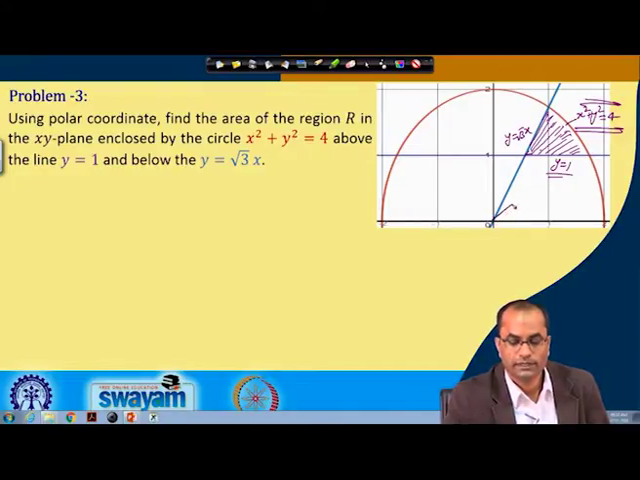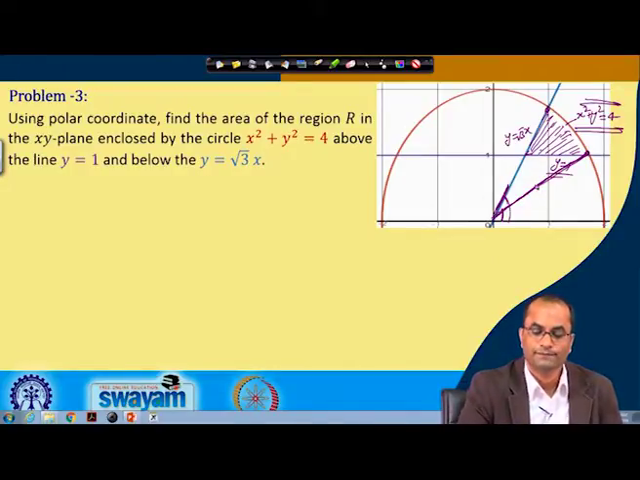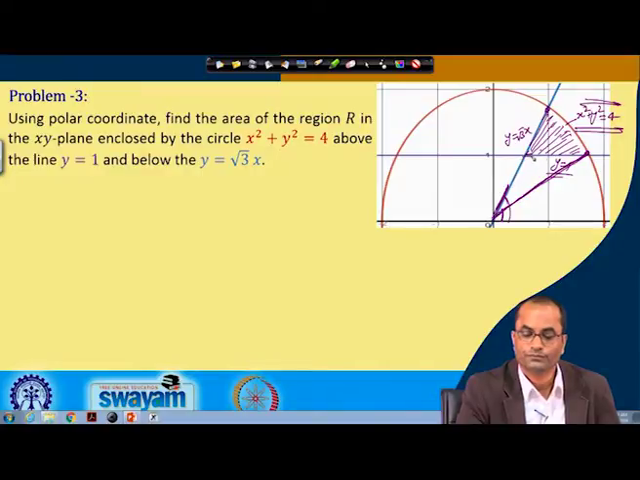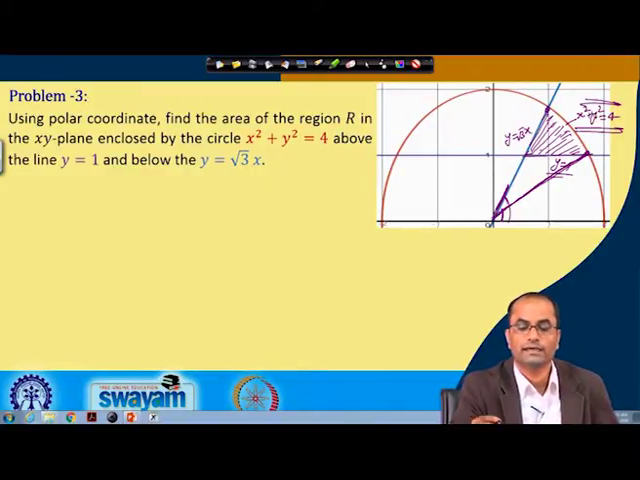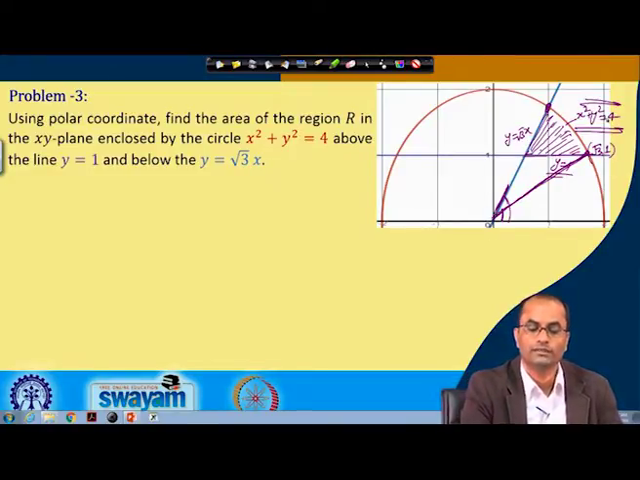So, we are moving in the direction of r, from this point for theta up to that point. So, we need these two angles. First we need to compute the points where these lines meet. So, this is the line y is equal to 1, and then we have the circle x square plus y square is equal to 4. If we put y as 1, we will get x as square root 3, and that is the point here. In this case, since y is equal to square root 3 x, if we put that there we will get x as 1 and y as square root 3.